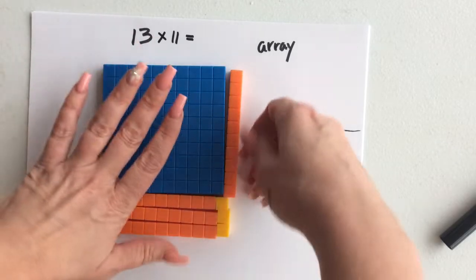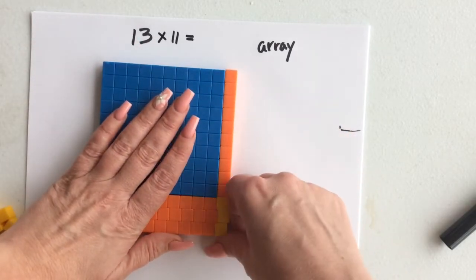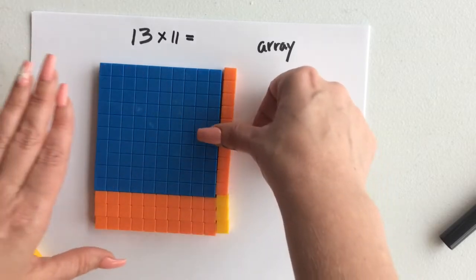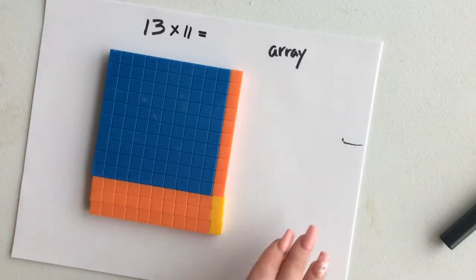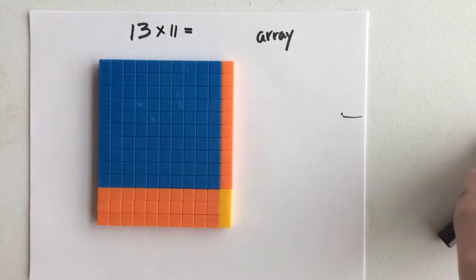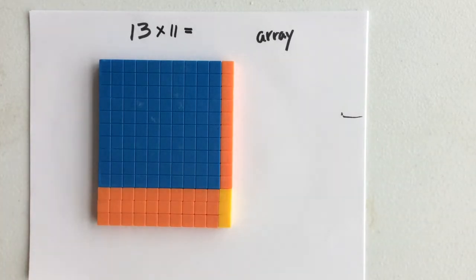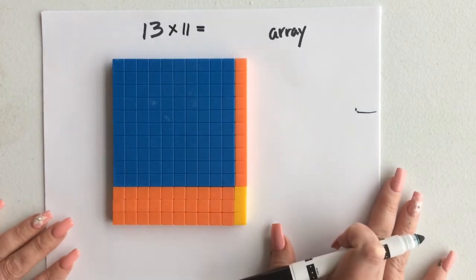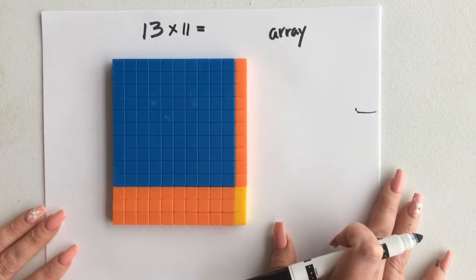And you can tell that my array still works. Everything still lines up. I didn't take any area away. All I did was regroup so that way I could have my hundreds and my tens and not have to have all those units there. Okay? So now let's think about how this connects to an area model.